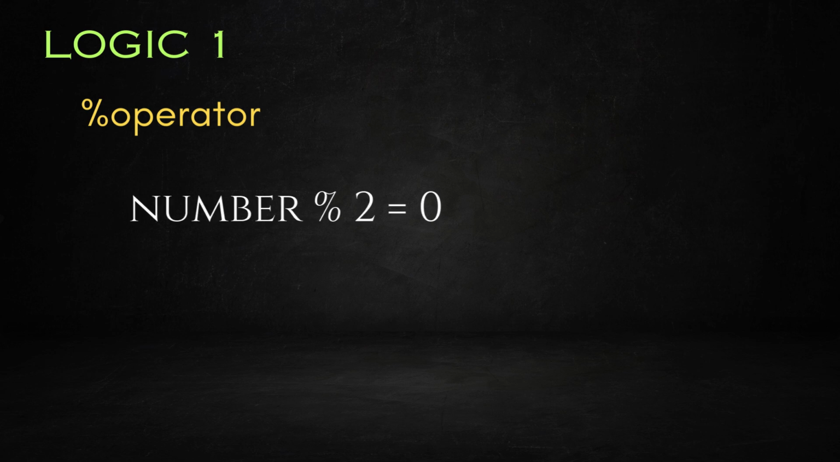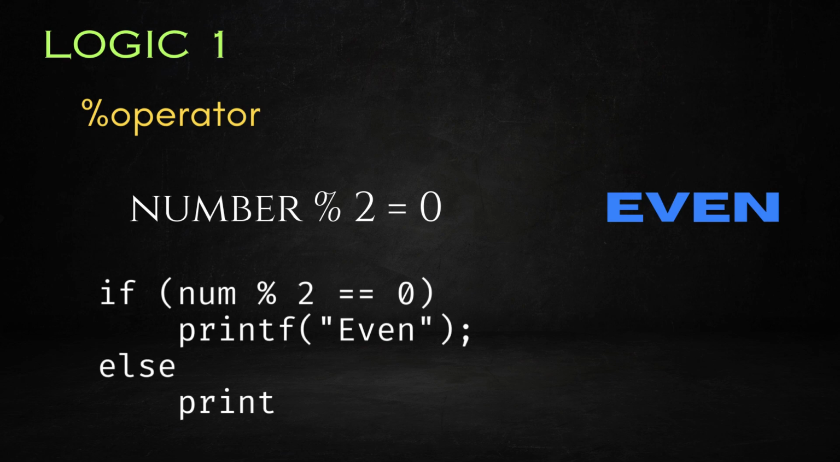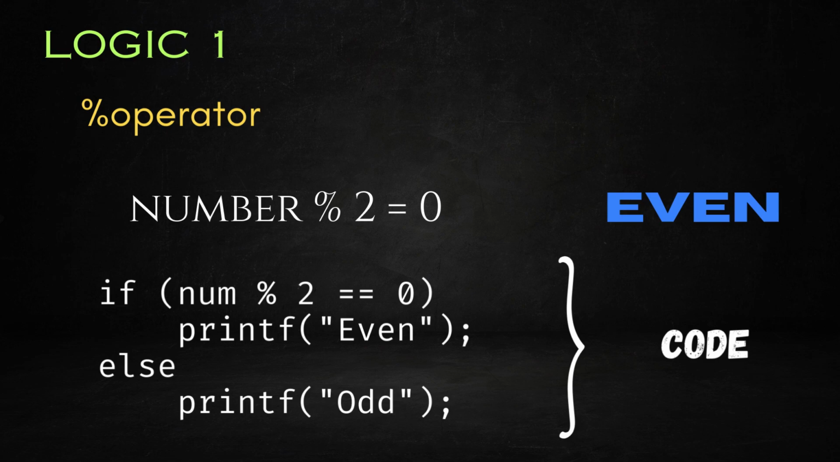Logic 1. Modulus operator, percent. The most common logic, using the modulus operator. The modulus operator gives the remainder. If a number gives remainder 0 when divided by 2, then the number is even. If number % 2 equals 0, printf even, else printf odd. This is simple and best for beginners.